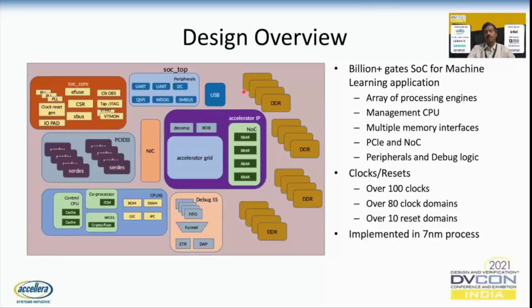The design under consideration is a billion-plus gate SoC for machine learning application. This consists of a large array of processing engine, a management CPU, various memory interfaces, PCI subsystem. There is a network on chip connecting the various modules. Then we have the debug and the peripheral logic. The SoC has over 100 clocks in 84 different clock domains. This has around 10 reset domains.